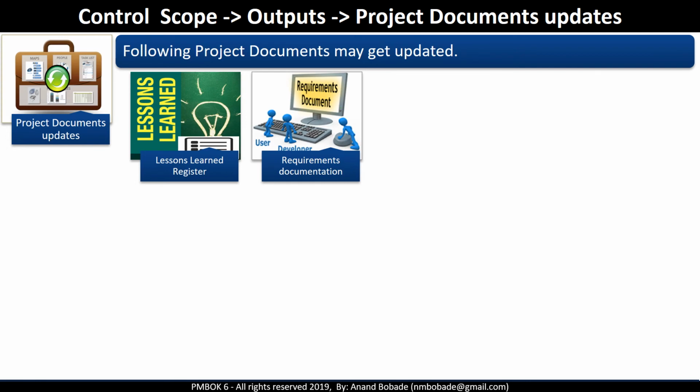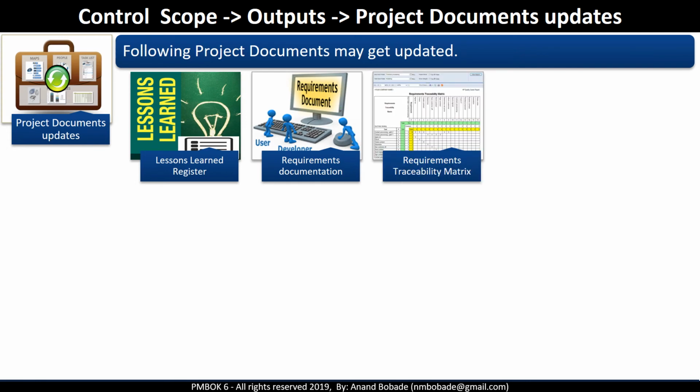Requirements documentation and requirements traceability matrix. If there is a change in the scope and a change request is raised, after approval, the scope baseline, which includes the project scope statement, WBS and WBS dictionary, will be updated. However, if a scope change is big, then even the requirements documentation, based upon which deliverables and work packages are derived, needs to be changed. In this case, the requirements documentation will be updated.